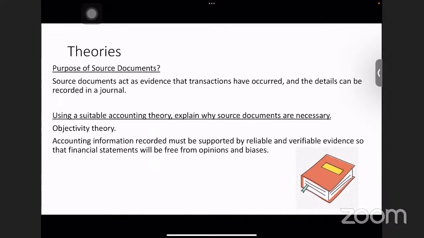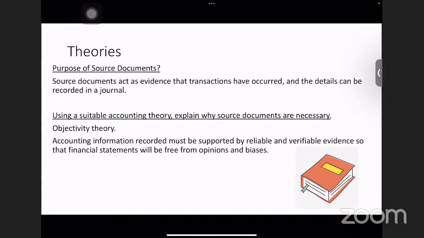Okay, so some theories are related to source documents. So they would like to ask what's the purpose. It is actually in the slide previously. So it is to act as a proof, act as evidence that the transaction has occurred. So when I pay money, I have the payment voucher to prove. I receive money, I have a receipt to prove that I receive money. And these are the details that I will get when I'm recording my journal. So I don't just anyhow record things that don't happen.